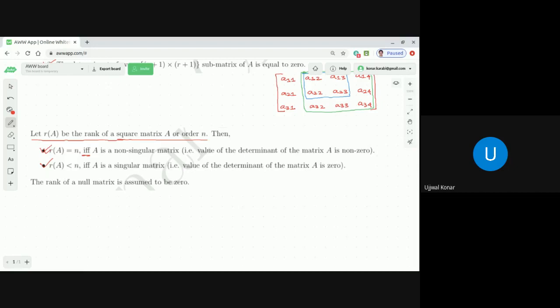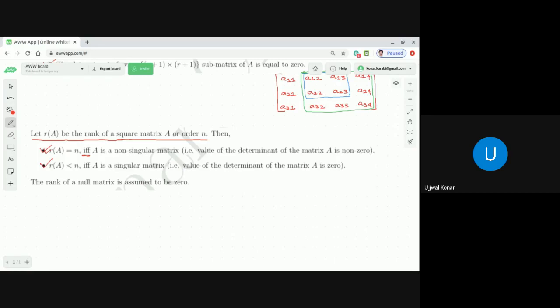Then we can say that definitely the value of the determinant of the matrix A is not equal to zero. On the other way, if we have a square matrix of order N, and the value of the determinant of that square matrix is not equal to zero, then you can say the rank of that matrix is N. So the converse is also true.